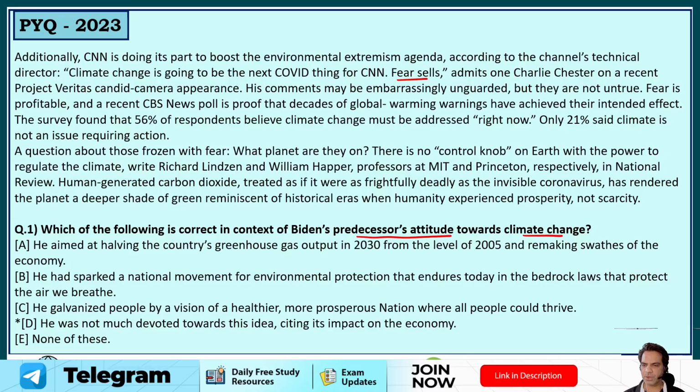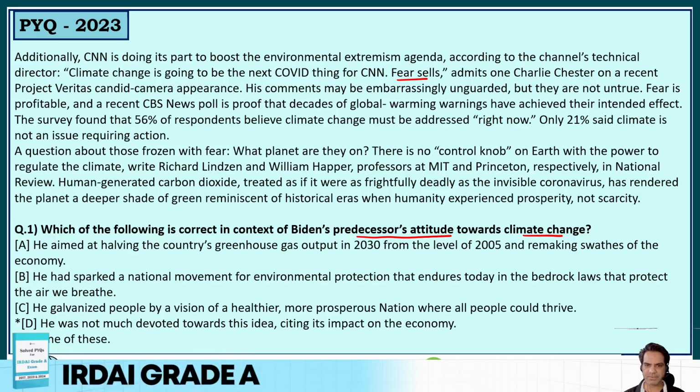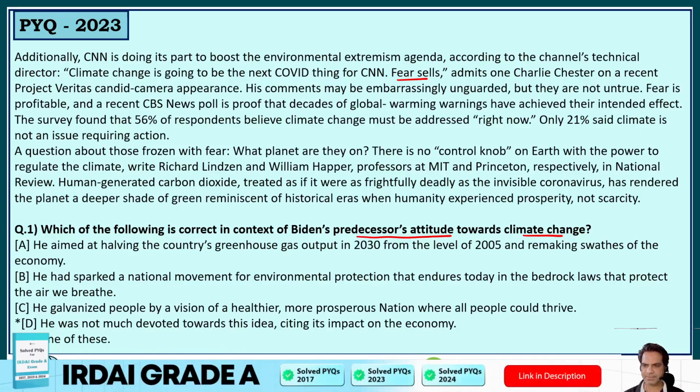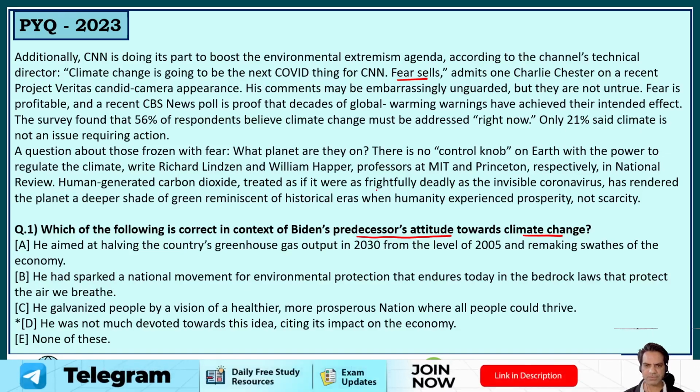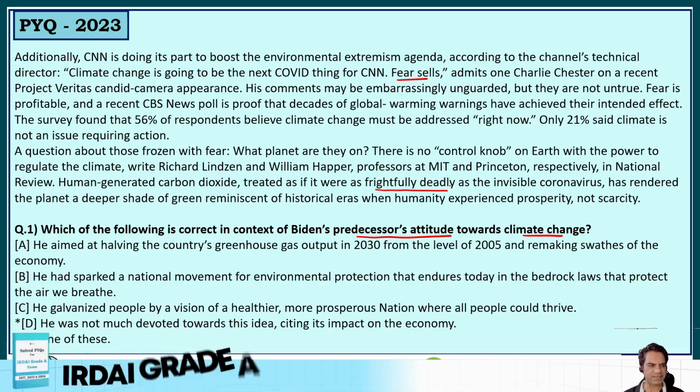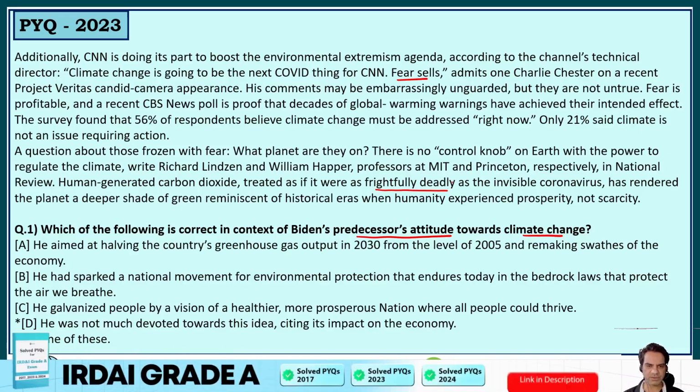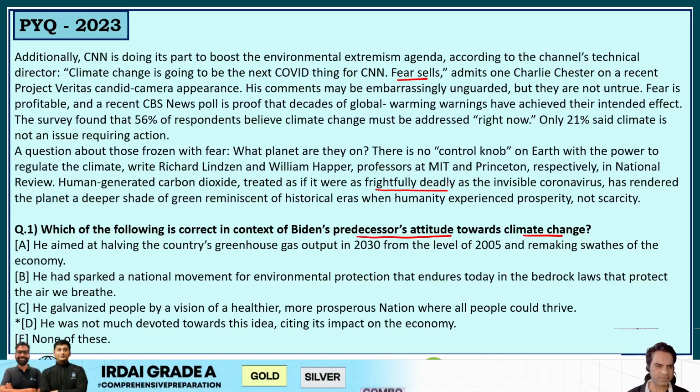There is no control knob on Earth with the power to regulate the climate, write Richard Lindzen and William Happer, professors at MIT and Princeton respectively, in National Review. Human generated carbon dioxide is treated as if it were as frightfully deadly as the invincible coronavirus, but it has rendered the planet a deeper shade of green, reminiscent of historical eras when humanity experienced prosperity, not scarcity.